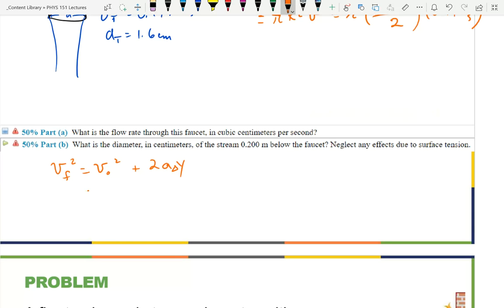So we put these in. That's V0 squared plus 2 times minus 9.80 meters per second squared times minus 0.200 meters. Why is my acceleration negative? Because it's downward. Why is my distance negative? Because we're also going down. Acceleration of gravity is down and we're going down. So negative times negative makes it positive. Your V final is faster, and then you go back to the same equations we had up above.